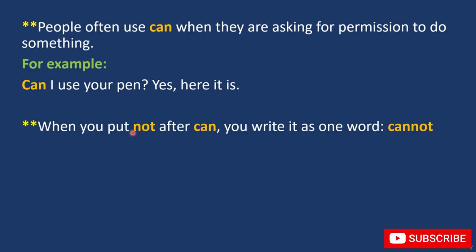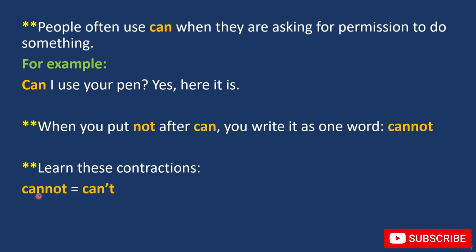When you put not after can, you write it as one word, cannot. Also, we can pronounce can't. Here, we need to learn these contractions. This is the abbreviation form. So again, we need to learn these contractions, which means abbreviated form or the abbreviation form.